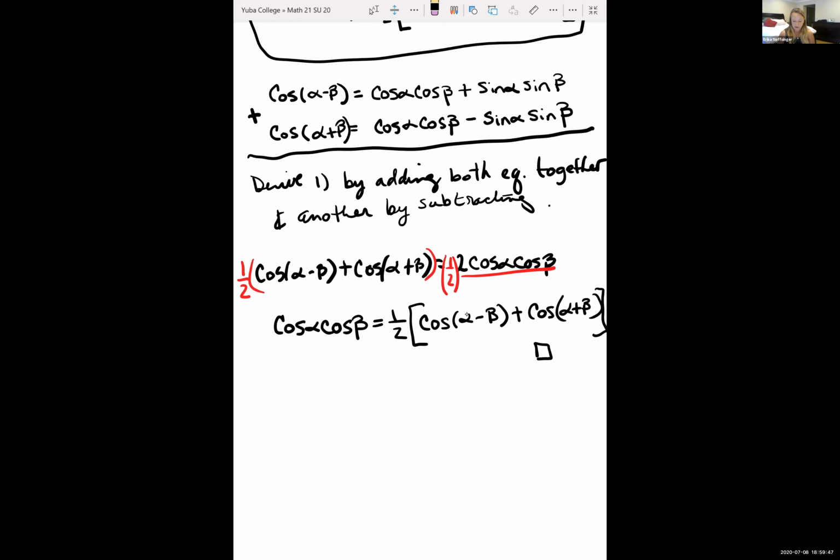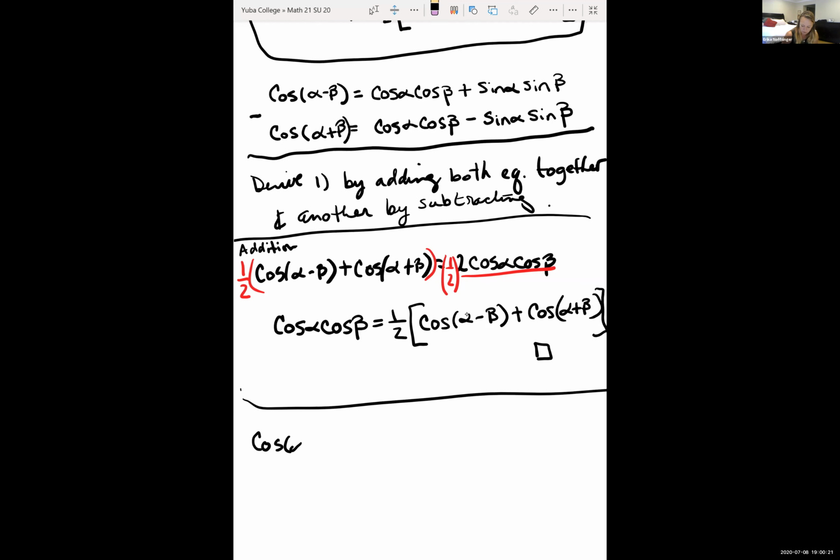Okay, so the other one, okay, so this is the one with the addition. If we did subtraction, let's go back up to those two equations again and do subtraction between the two. If we do subtraction between the two, we have to be a little bit careful. We had cosine of alpha minus beta minus cosine of alpha plus beta.